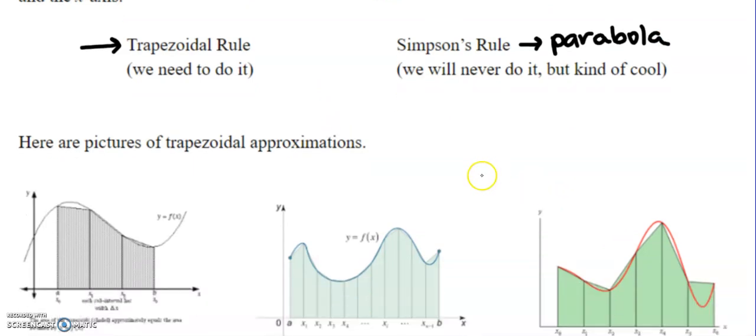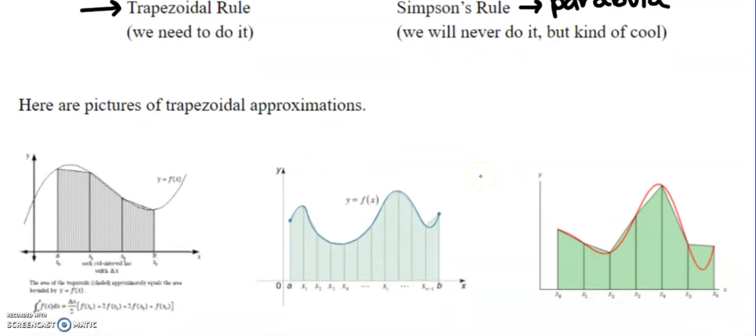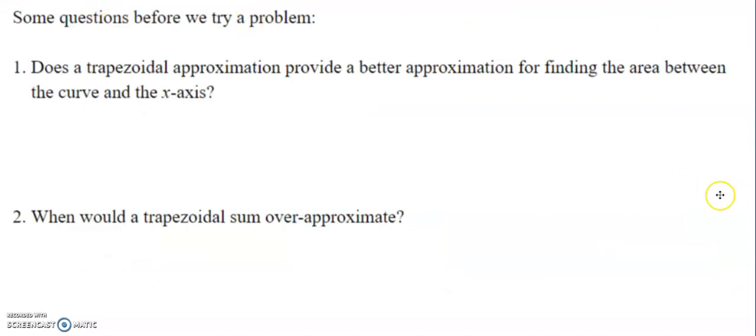Here are pictures of the trapezoidal approximations, though. So a trapezoidal approximation, instead of relying just on the left-hand height and creating a rectangle, or just using the right-hand height and creating a rectangle, the trapezoid rule averages those two, and we create this nice blue trapezoid that becomes a better approximation than either the left or the right. Just like the midpoint was a better approximation, the trapezoidal rule will be a better approximation. Now, your trapezoids will over or underestimate based on the concavity, okay?